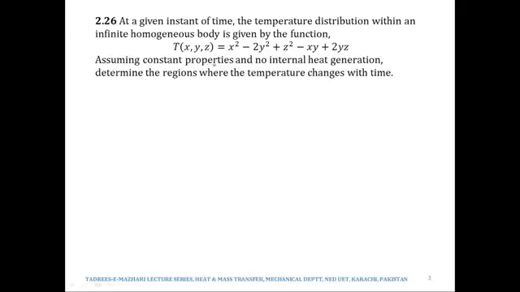Assuming constant properties means thermal conductivity would be considered as constant, and no internal heat generation means Q dot would be 0. Determine the regions where the temperature changes with time. We have to determine the regions where the temperature changes with time, means we need to find out the values of x, y and z where the temperature would change with time.